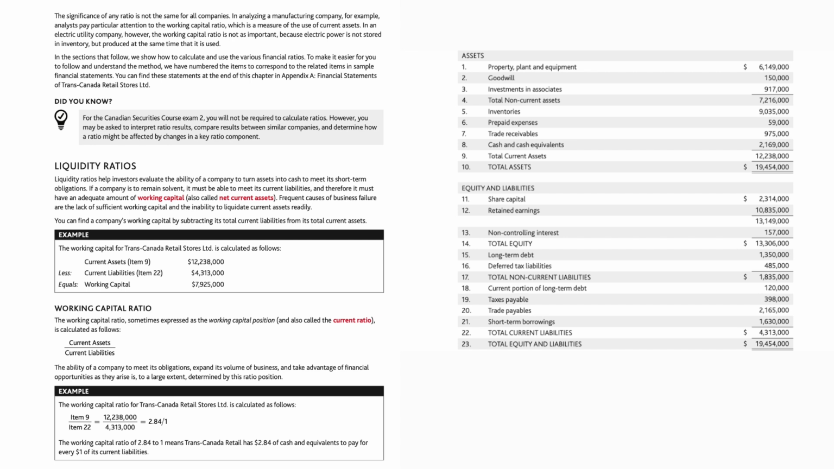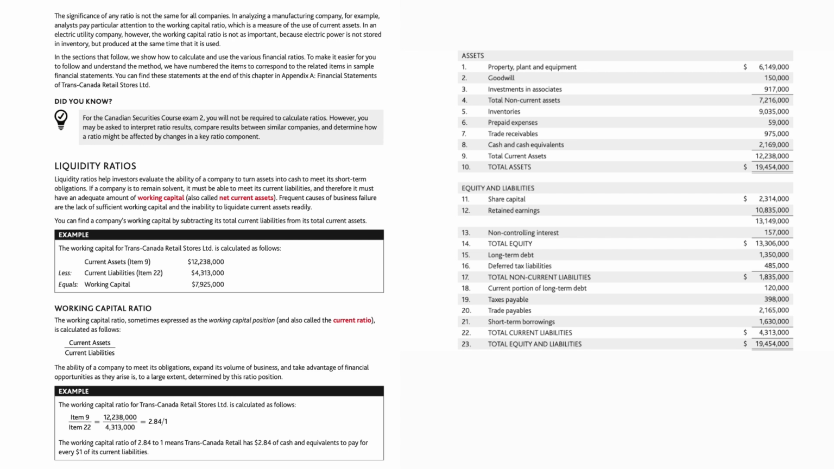Working capital ratio. The working capital ratio, sometimes expressed as the working capital position and also called the current ratio, is calculated as follows. Current assets divided by current liabilities. The ability of a company to meet its obligations, expand its volume of business, and take advantage of financial opportunities as they arise is to a large extent determined by this ratio position.